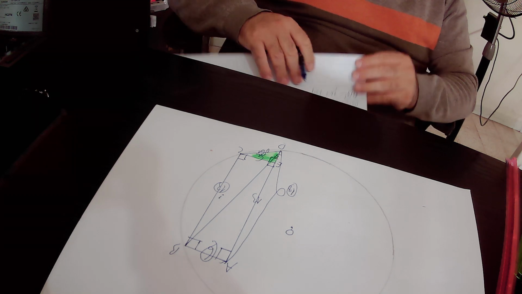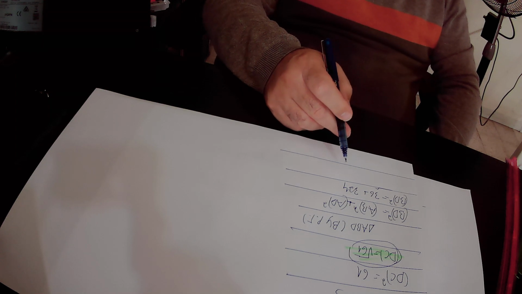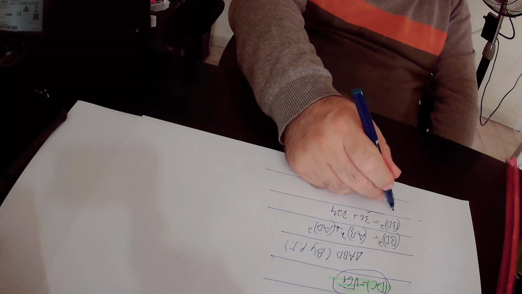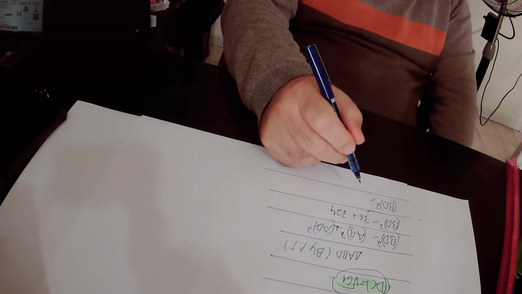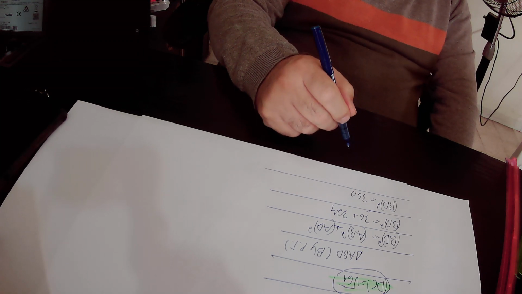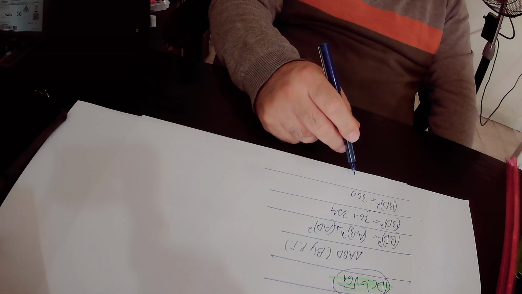So in conclusion, we found out that BD squared equals 36 plus 324. So BD squared equals 36 plus 324, which is 360. Here we will substitute 360 by 36 times 10.